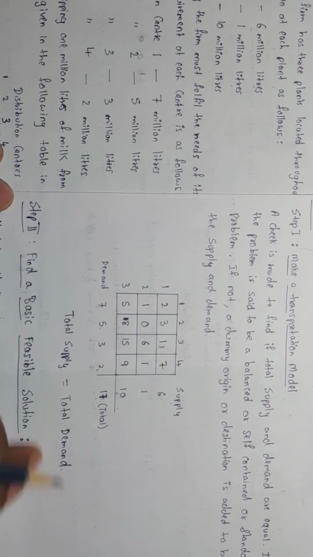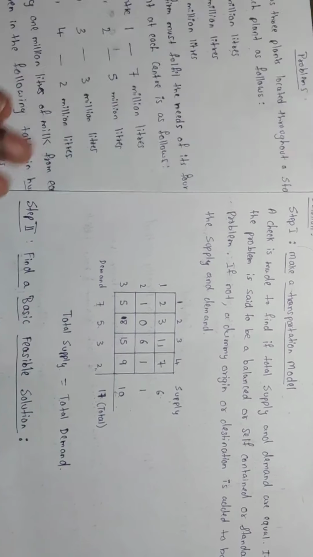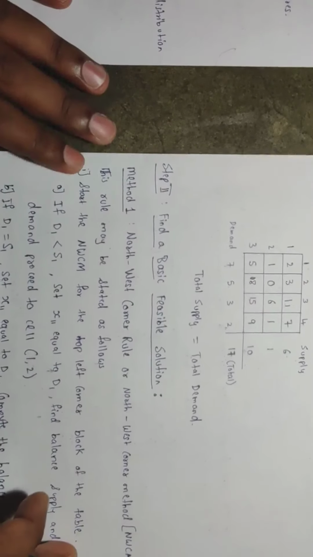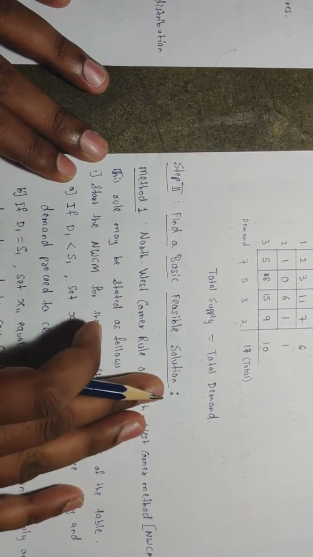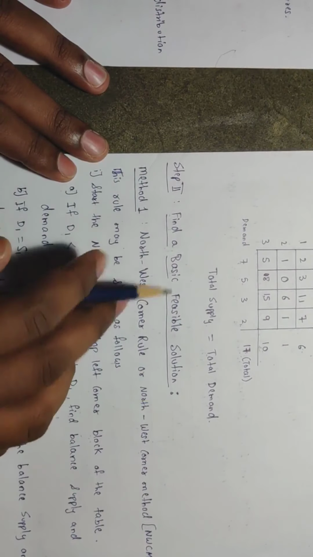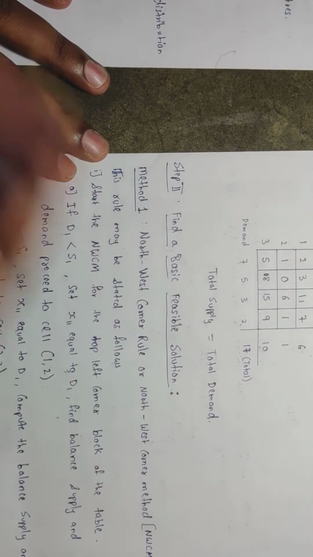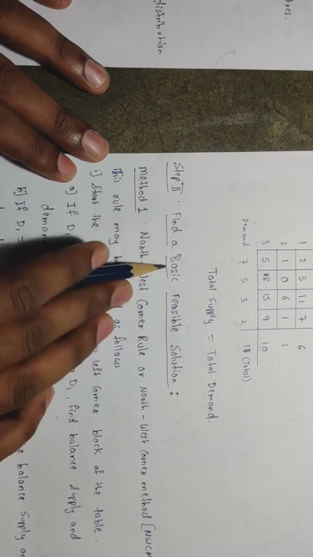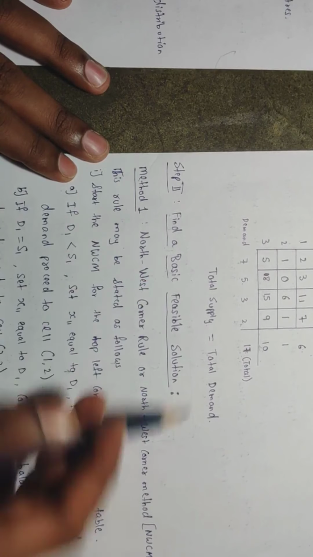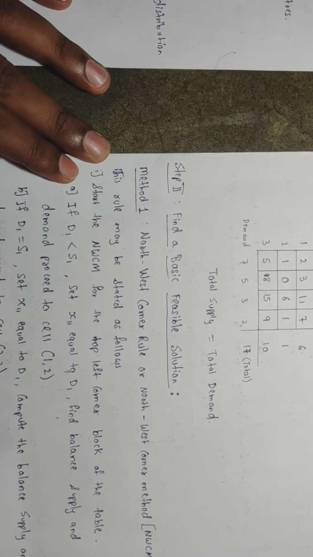Then if this condition is satisfied, we are going to go for the second step, that is called find the basic feasible solution. To find the basic feasible solution, I already gave the basic feasible solution definition during the introduction of this transportation problem in the previous section. So now you can see here, to find the basic feasible solution, there are various methods.